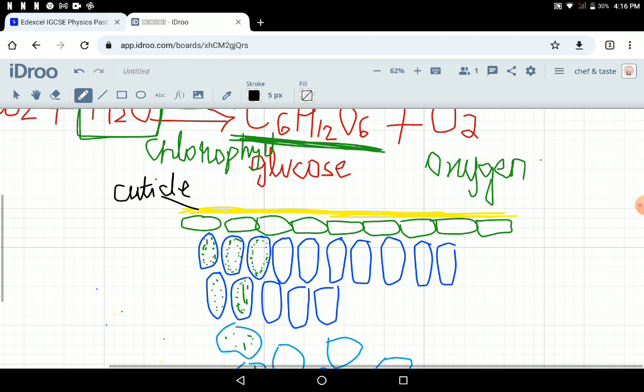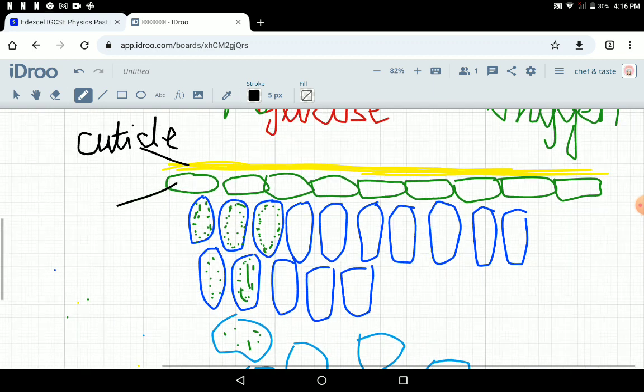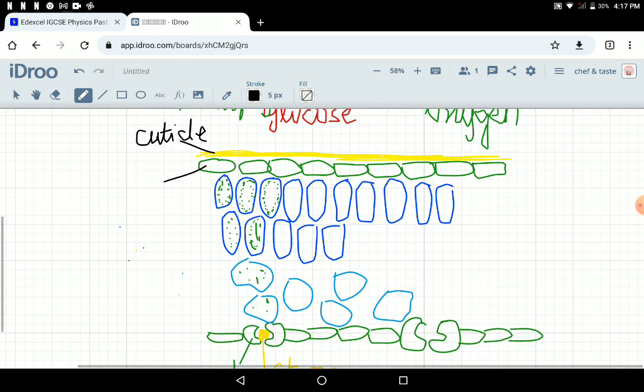Because whenever a leaf is exposed to sunlight, evaporation of water can occur, which is called transpiration. And when water evaporates from the leaf, it will make it dehydrated. It can cause wilting of the plant, or loss of moisture can occur. So in order to retain moisture, they have a waxy cuticle layer. Second thing is that we have epidermis. Epidermis is of two types, upper epidermis and lower epidermis. This is the upper epidermis.